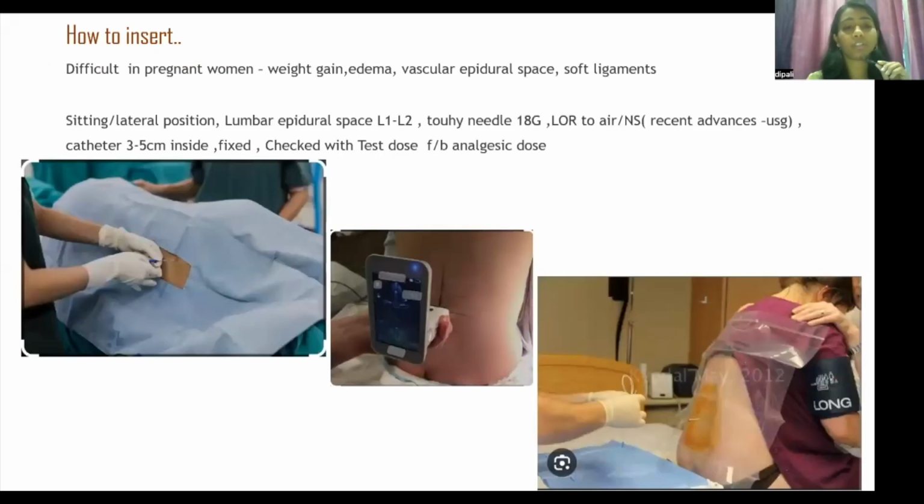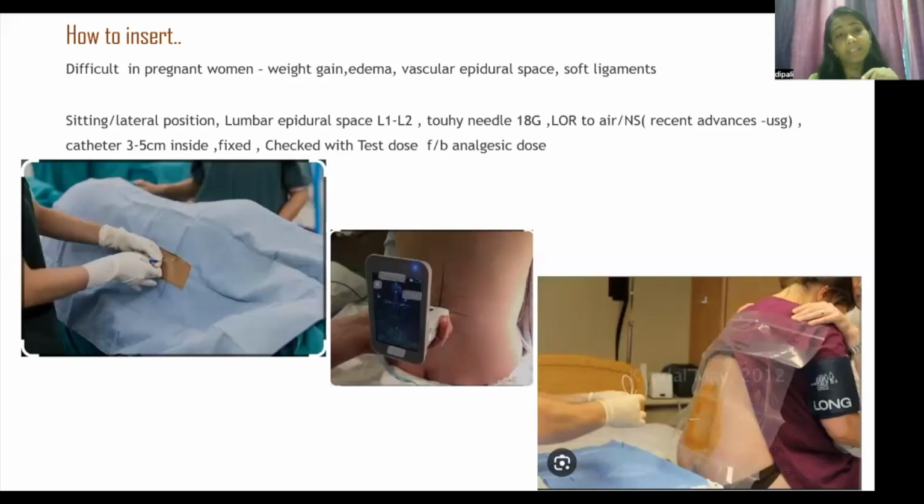We all know there are various anatomical and physiological changes: the mother gains weight, there is edema over the back, and epidural spaces are vascular, so there is always a risk of bloody tap. Ligaments are very soft, and loss of resistance to find the epidural space is difficult. Inserting an epidural catheter in a pregnant woman is difficult. We can do it in either a lateral or sitting position, and generally L1-L2 is preferred. The epidural space is identified with loss of resistance to air or NS. Recently, we are using sonography to locate the space and the depth of the epidural space.